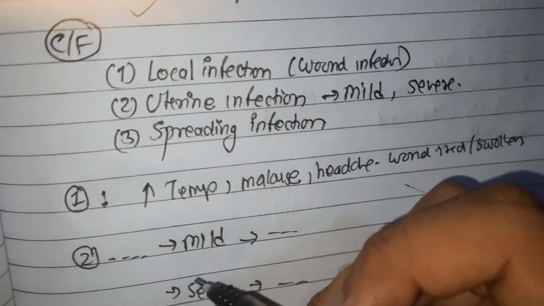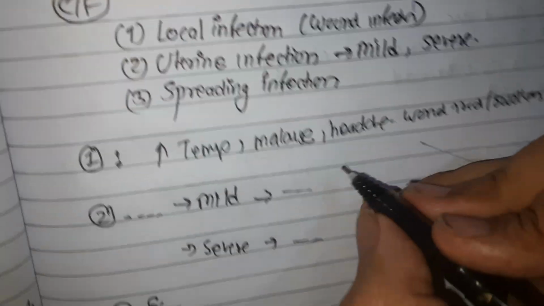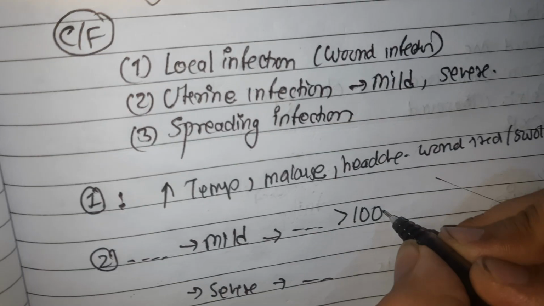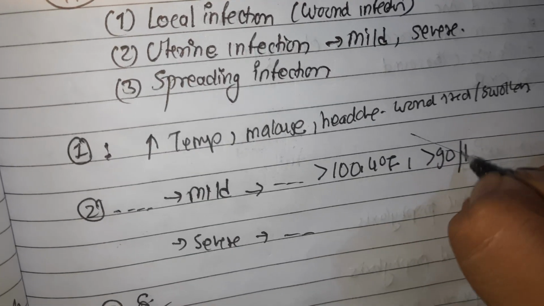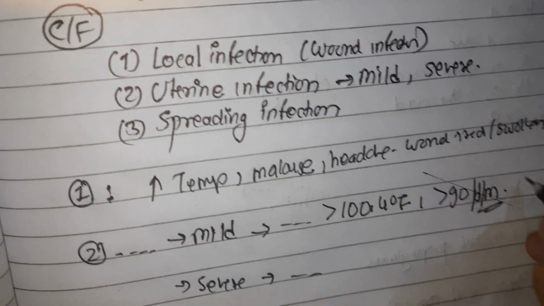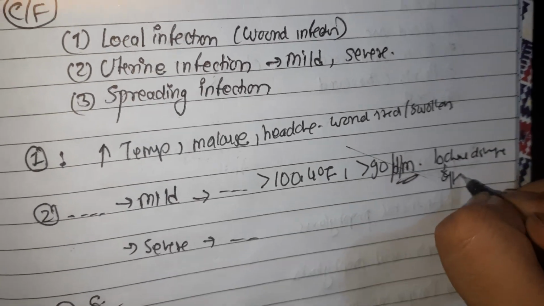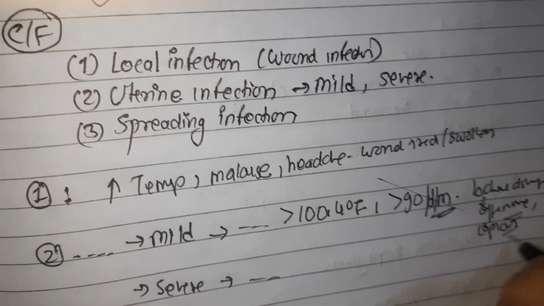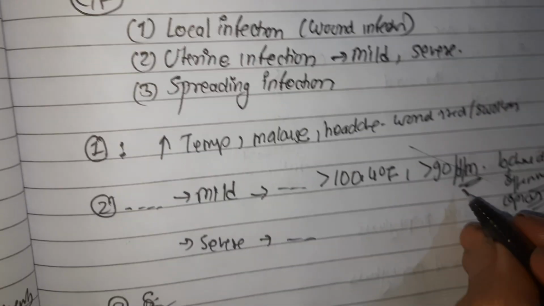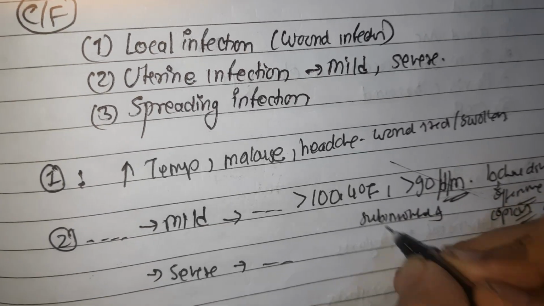And the uterine infection has two types, mild and severe. In the mild infection there is rise in temperature greater than 100.4 degrees Fahrenheit, and the pulse rate is even greater than 90 beats per minute. Pulse rate is very high, and the local discharge may be offensive and copious, and the uterus is subinvoluted and tender.